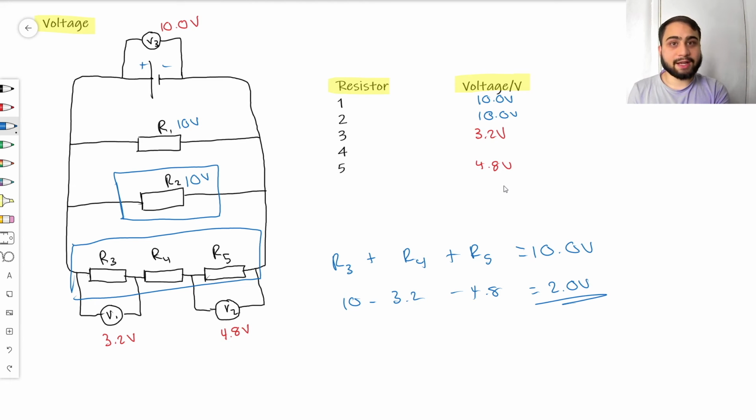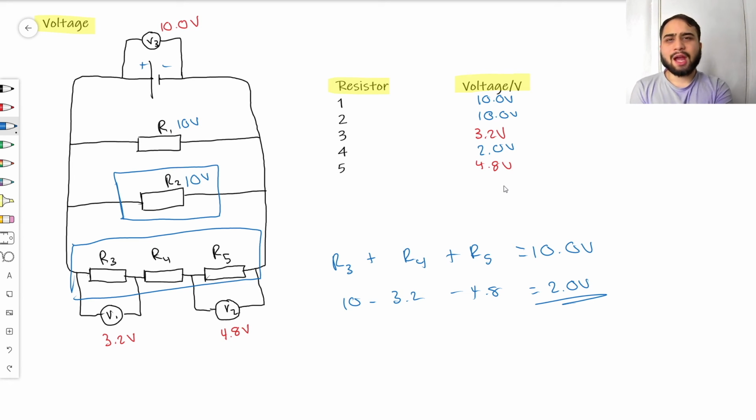2 volts remaining. Okay, so the remaining resistor is just R4. So the voltage across R4 must be 2.0 volts. And now if you understand that, you understand how to calculate voltages in parallel and in series. Because remember, R3, R4, and R5 are all in series. Remember, series, they're connected one after the other.